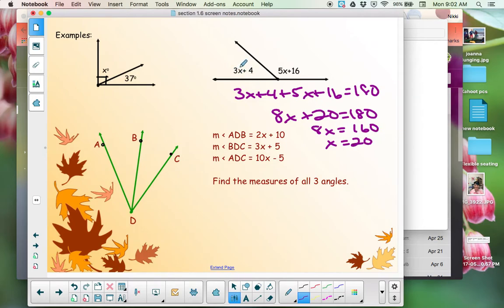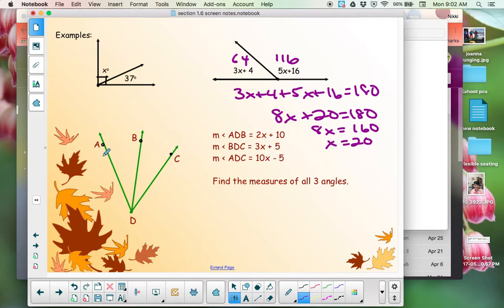If I needed to, then I could plug the 20 back in and get the actual measures of the angles. So 3 times 20 would be 60, plus 4 would be 64. 5 times 20 is 100, plus 16 would be 116. And I can check myself, 64 plus 116 should equal 180, and they do, so I know I did the problem correctly.